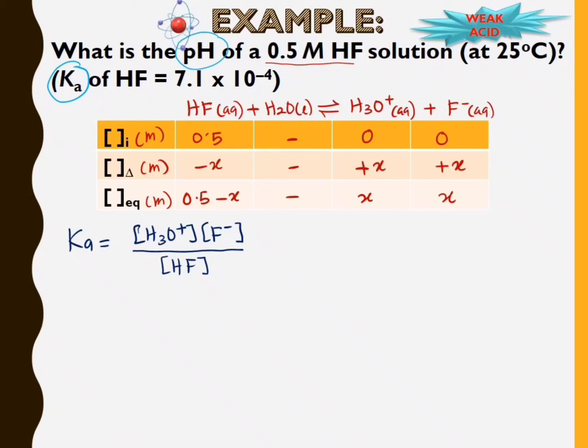Okay, and then we just substitute the value. So kita akan ada H3O plus F minus XX, bukan 2X. Ada yang silap hari tu. So dia jadi X squared divide by 0.5 minus X equal to, yes, kita dah ada nilai 7.1 times 10 power of negative 4.